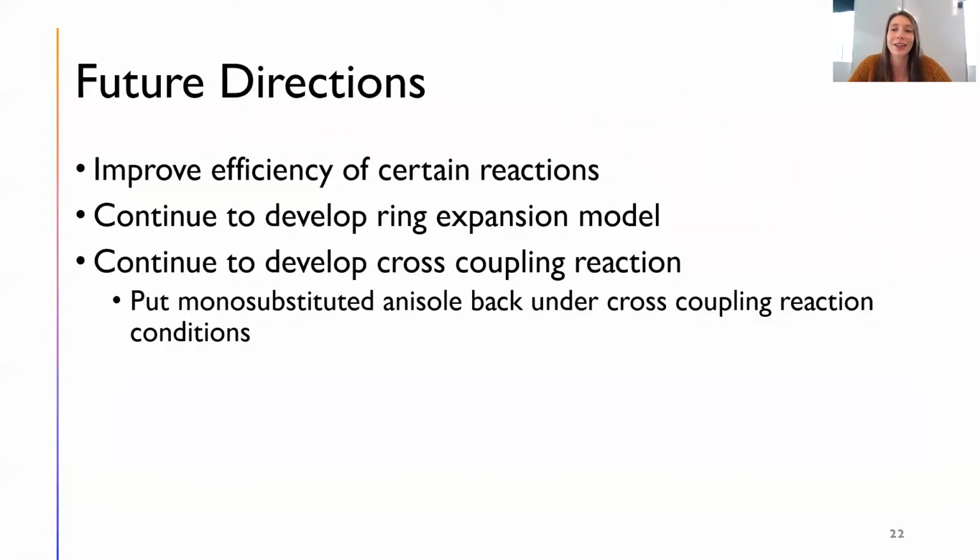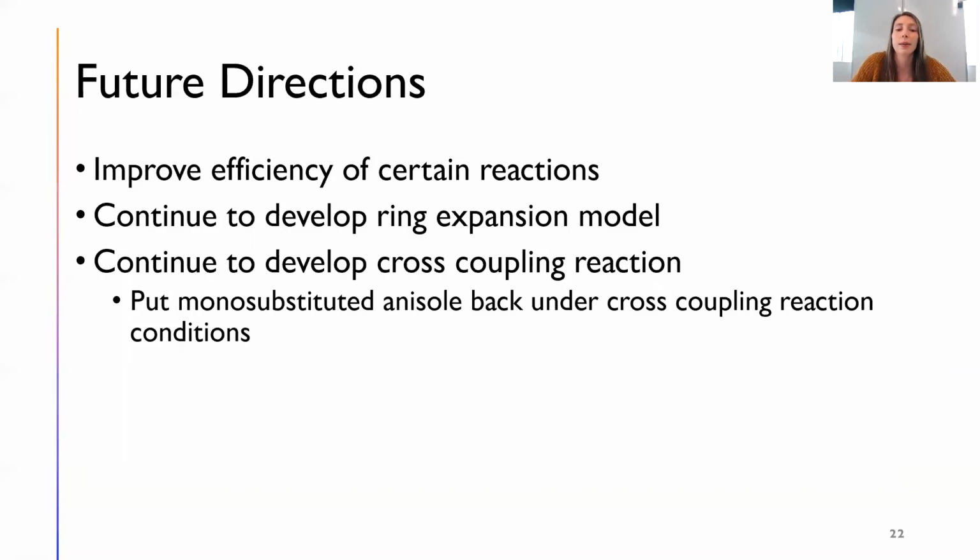which kind of leads me to the future directions. So obviously with the allylation reaction, one thing that I would want to do is try and improve the efficiency of certain reactions, the allylation one. I know that if we just did that reaction with a fresh batch of THF, we could probably get a higher percent yield. I also would want to continue to develop the ring expansion model, just to keep doing that reaction that creates that furanone ring more and try and get the reaction conditions figured out and see what's best for that reaction.